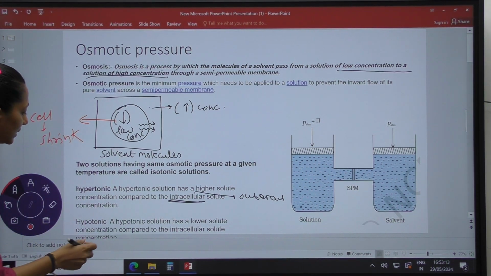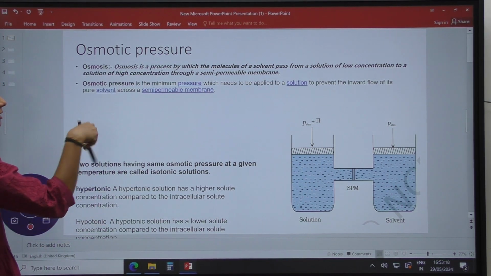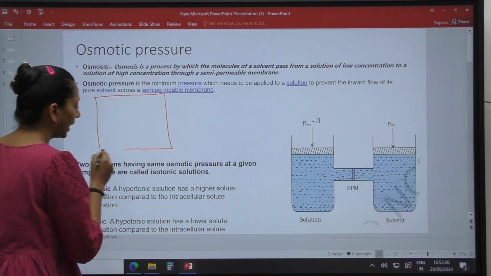Now the third type of solution is the hypotonic solution. What happens in a hypotonic solution? Reverse of the hypertonic will be there.